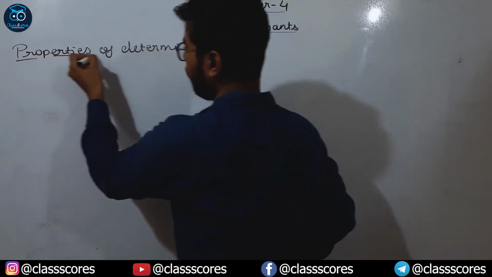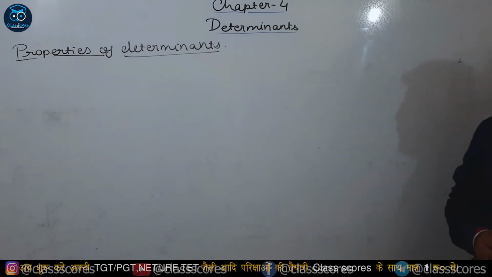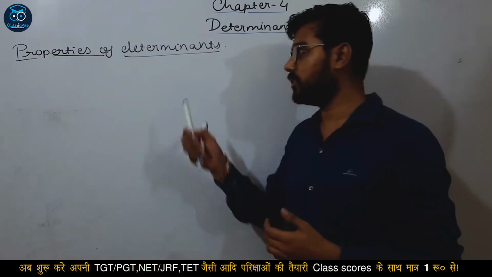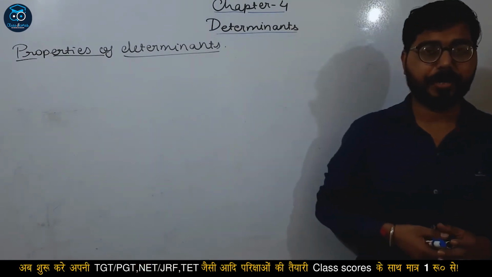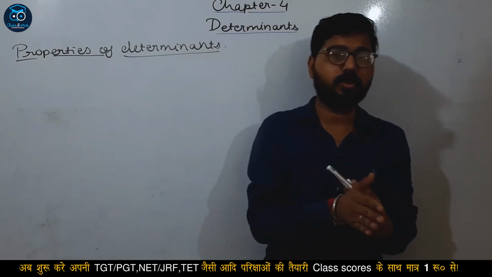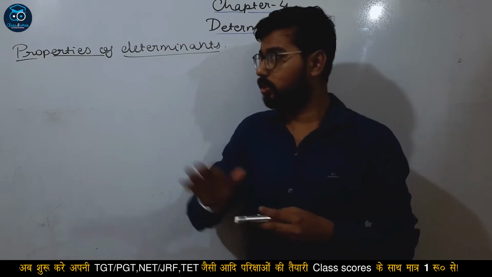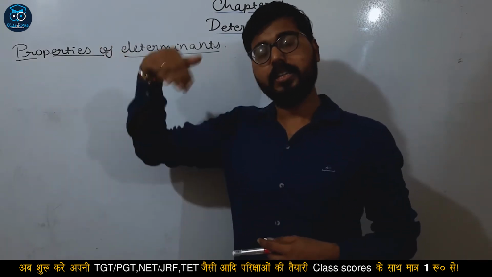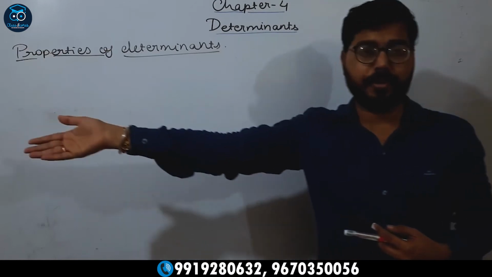There are some properties of determinants which make determinants unique from matrices. कुछ प्रॉपर्टीज हैं जो डिटरमिनेंट को मैट्रिसेस से थोड़ा सा डिफरेंट कर देती हैं, जो सिर्फ डिटरमिनेंट्स पे वैलिड है, जबकि मैट्रिसेस पे कुछ डिफरेंट वर्क फॉलो करता है.